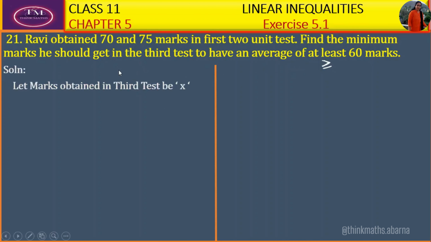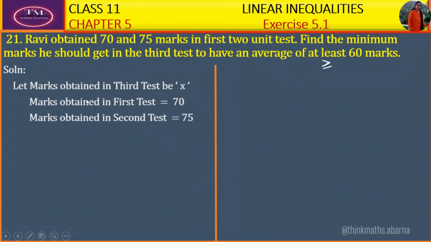So let me start the solution. Let us assume the third test mark be x. In the first test, he scored 70. In the second test, Ravi scored 75. How will you find the average marks? We have to add all these 3 marks and divide by 3. So average mark is (70 + 75 + x) divided by 3. This 3 is the number of tests. There are 3 tests.